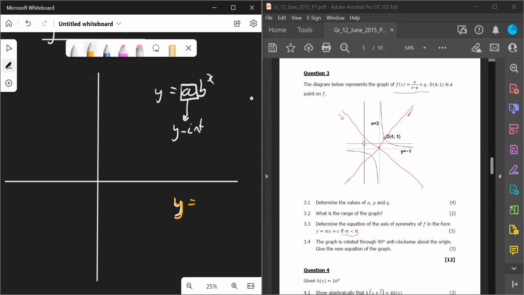And the decreasing exponential graph looks like this: y = a·b^x, I'm just going to make a = 1. It's when b is a fraction that's the decreasing exponential graph. That's when it decreases like this. So that's just something to note there.